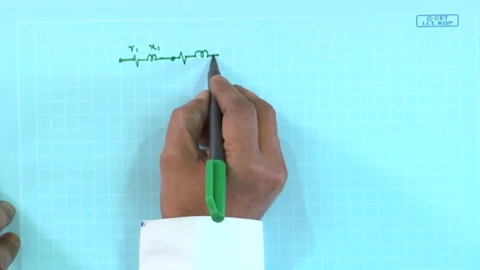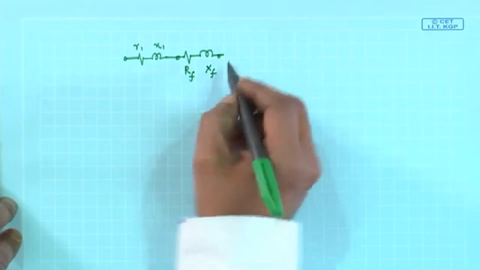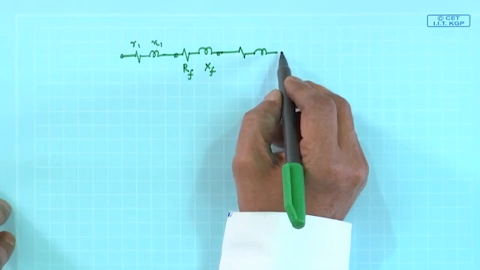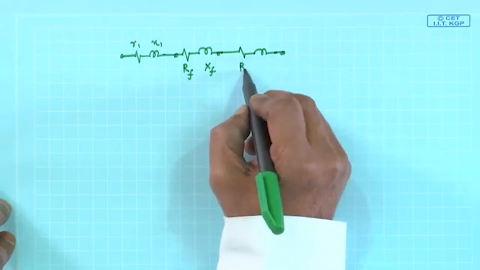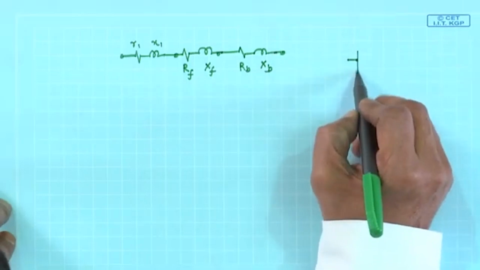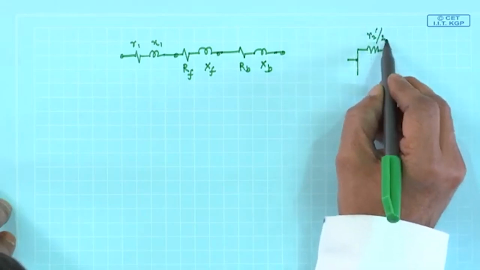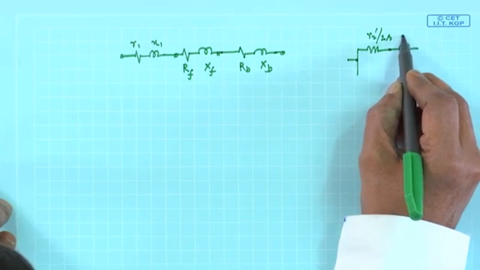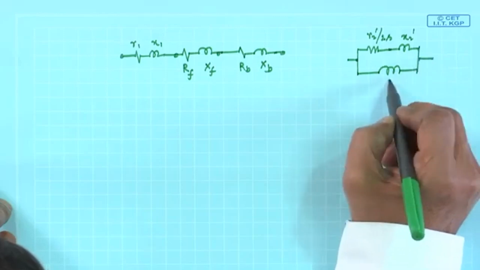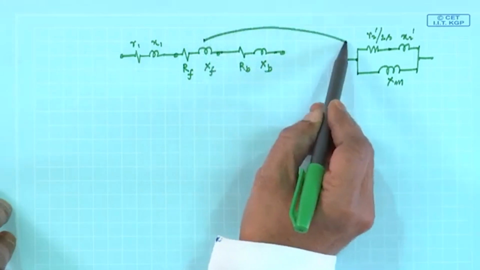that parallel branch equivalent impedance I denote by R f, x f here, and then the backward field R b and x b. This R f x f is nothing but this one, R 2 dashed by 2 s at any slip, and this is x 2 dashed, and this is x m by 2. This is R f x f.